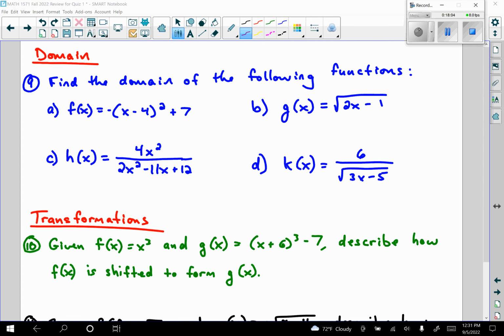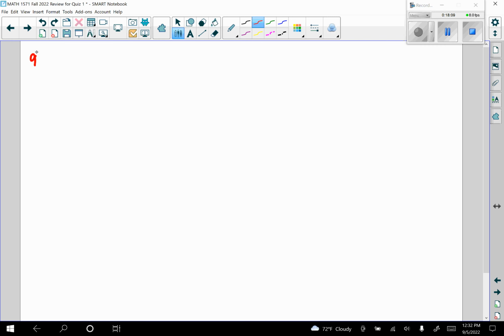All right, for problem 9, we're focused on just finding the domain of these functions. So for 9A, we have f of x is equal to the opposite of the quantity x minus 4 squared plus 7. Well, the nature of this function is that it's squared. It's a quadratic function, so it's going to graph a parabola. If you notice, this very first coefficient is negative, so this is a parabola that opens down. So if we're looking at the domain, any parabola that opens up or down has a domain of all real numbers. And we can just write it as negative infinity to infinity.